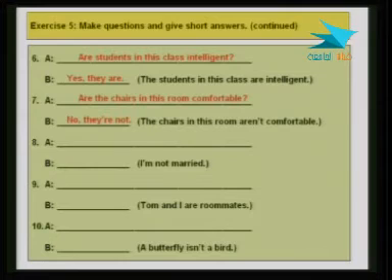And number 8, I'm not married. The question would be, are you married? Somebody's asking you, are you married? You would say, no, I'm not. Or you can say, yes, I am, if you are married. And if you're not married, you would say, no, I'm not. I'm not married.